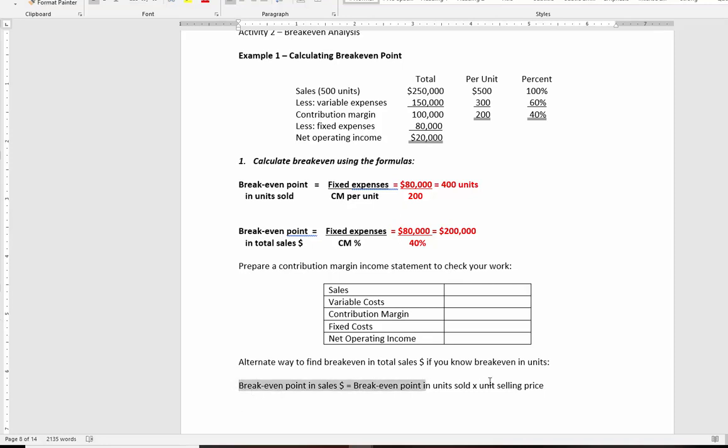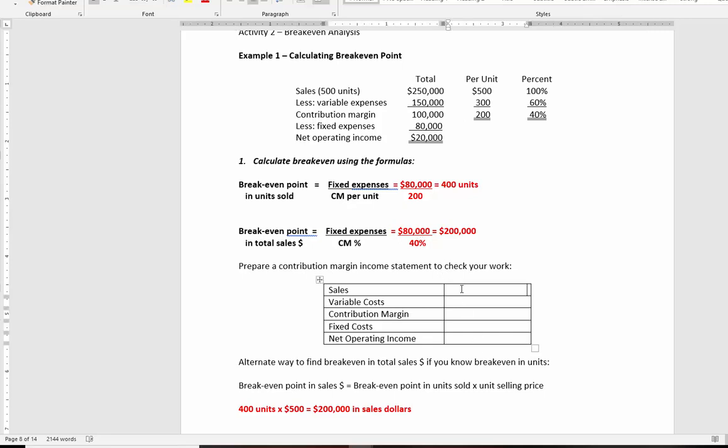Remember what we said before, break-even point, remember we said these 2 numbers are actually the same, right? 400 units and $200,000 are the same. The other way to find the 200,000 break-even point in sales dollars is break-even point in units sold, so 400 units times your unit selling price, which in this case is $500. And that gives you the same 200,000 in break-even that we calculated before. Okay, so remember 2 different ways to calculate break-even in sales dollars.